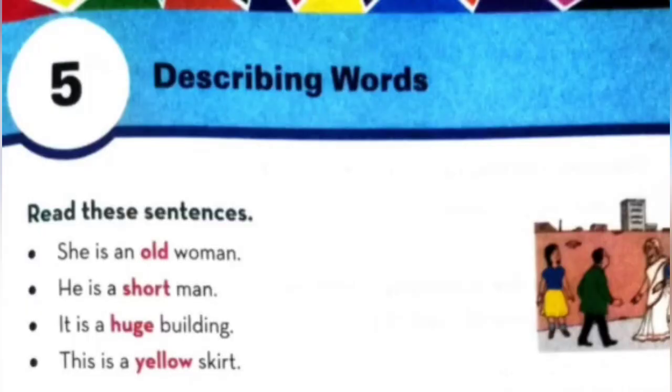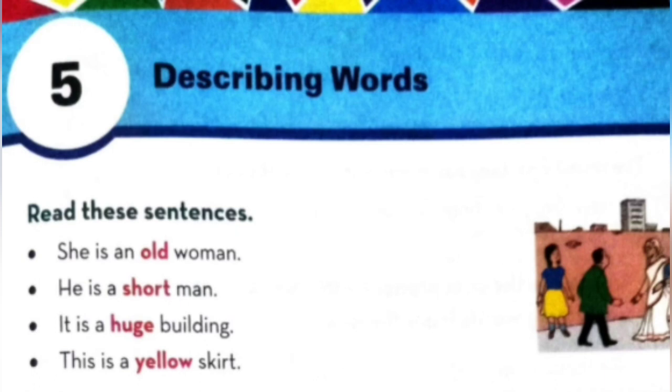So children, open page number 30. Lesson number 5, describing words. Read these sentences. She is an old woman. He is a short man. It is a huge building. This is a yellow skirt. Here you can see words such as old, short, huge, yellow in red color. All these words are known as describing words.